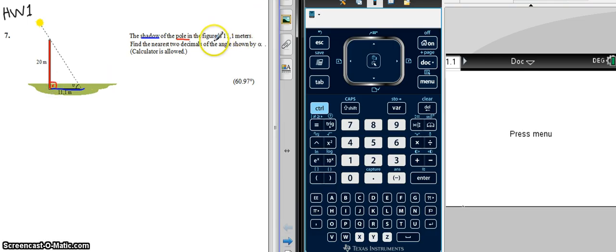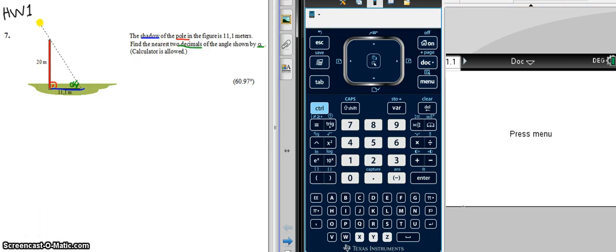So the shadow, I should say, is 11.1 meters, and we want to find this angle here, which I've done in green here. It's alpha. It's not very clear in the diagram. Let's draw it here nicely. So we want to find this angle alpha to 2 decimal places.